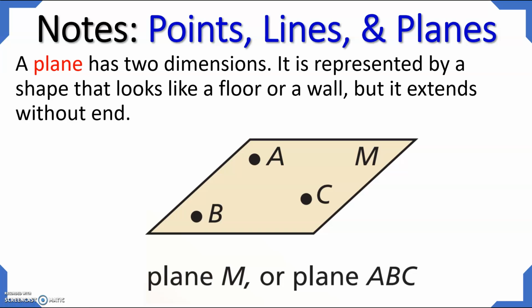A plane has 2 dimensions, meaning it has length and width. It is represented by a shape that looks like a floor or a wall, but it extends without end in every direction. Now, in order to name a plane, there are 2 ways to do it. The first of which is to use an uppercase letter that does not have a point. It gives the name of the plane, or any 3 points on the plane can be used to name it. Note that the 3 points that you choose cannot all be on the same line.